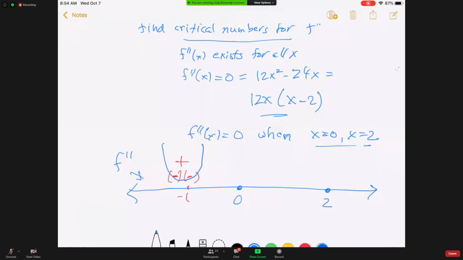If I check the number between 0 and 2, so 1's in there, 12 times 1 is positive, 1 minus 2 is negative. That's going to be negative. So the graph is concave down on that interval. After 2, how about 3 over there? That's going to give me positive. So it's going back to being concave up.